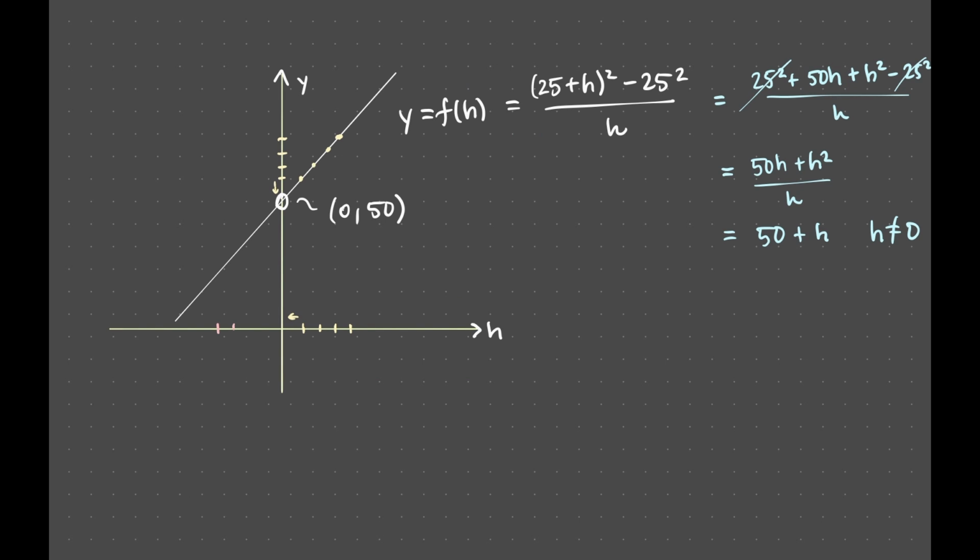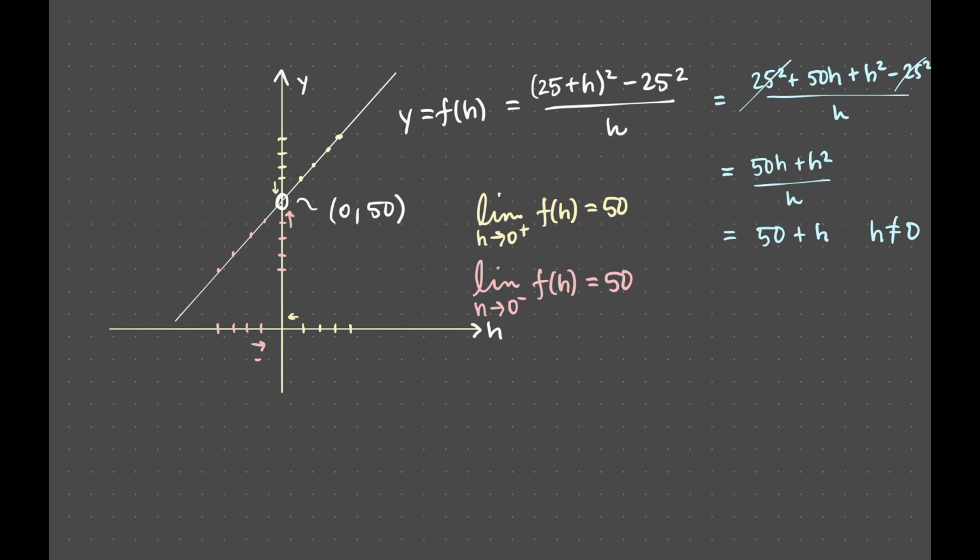Indeed, as we approach along the graph to the line h equals 0, the values of f tend to 50. We can approach from the right, where the values tend to 50, and from the left, where the values are still tending to 50. This means that the two-sided limit is equal to 50.